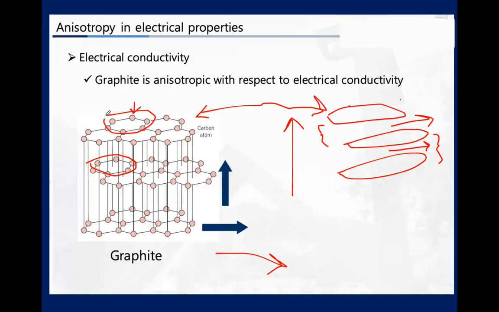You can see the orderly arrangement of the graphite unit cell here, this one and this one like this. So these are the unit cells, showing the crystalline nature of graphite. Their properties are different; electrical conductivity, for example, in this direction is different from the opposite direction, right? So that is the nature of graphite.